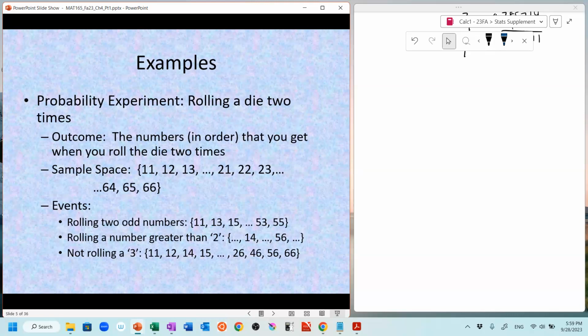An event could be rolling a number greater than 2 on either of our rolls. So an outcome like 1, 4 or like 5, 6 would be in that event, but an outcome like 1, 1 would not be in that event. We could have an event phrased in the negative just like before, say something like not rolling a 3 on either roll. So 1, 1, 1, 2, etc. are outcomes in the event, but an outcome like 1, 3 or 3, 3 would not be in the event.